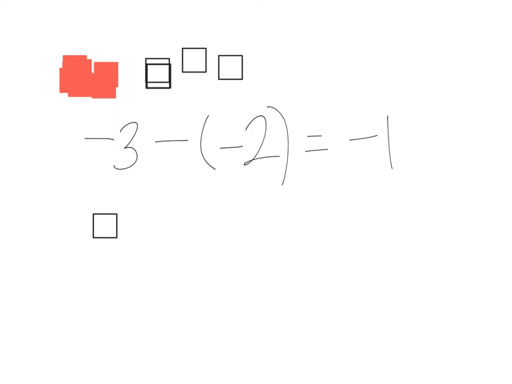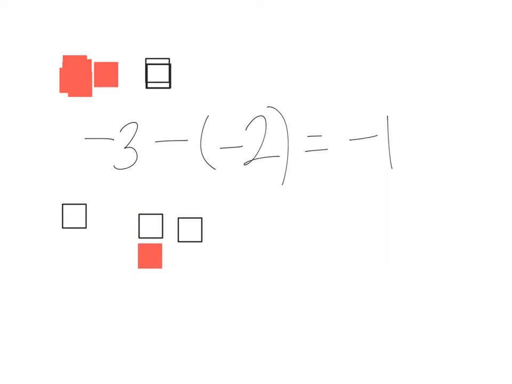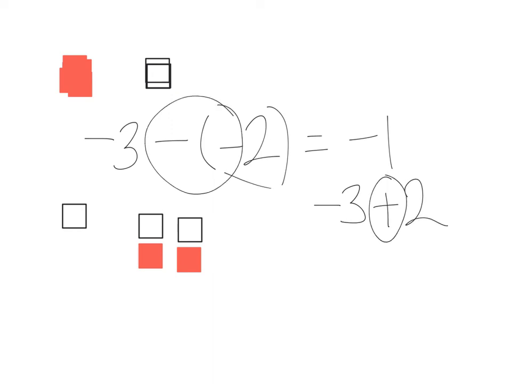Is there any other way I could have got negative 1, starting with negative 3? But if I want to just end up with this, I'd have to make some 0 pairs. So I could have done that. And the way I would have written that would have been negative 3 plus 2. Interesting, so this is the same as this.